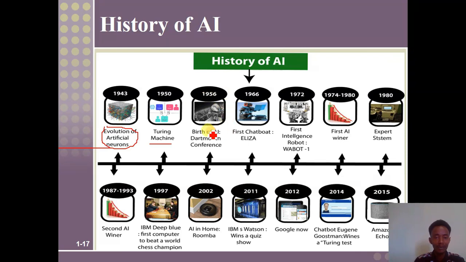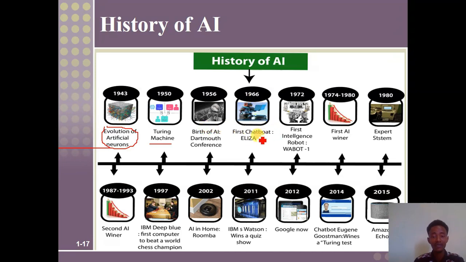In 1956 there was the birth of the Dartmouth Conference. This Dartmouth Conference was held by one particular American scientist in order to come up with the concept of artificial intelligence. A number of scientists gathered in America in 1956 to come up with new concepts of artificial intelligence.